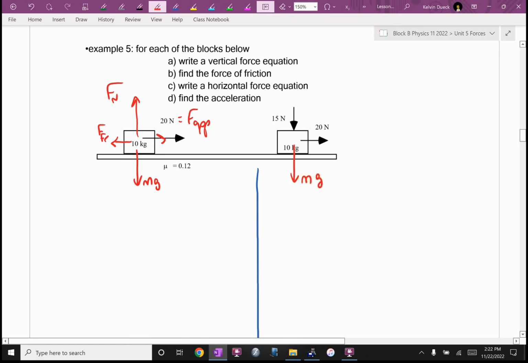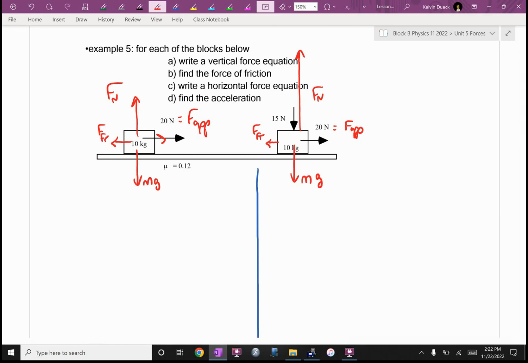What else? Bigger, smaller, or the same size as mg? Why bigger? Yeah, there's an extra force pushing down, so I'll exaggerate it so it catches my eye. And then, Julian, we still have F applied. We'll have friction. I've got to be honest, I'm not sure if friction is going to be bigger than F applied or smaller. I'll assume it's smaller. I'll know I've guessed wrong if I get a negative acceleration.